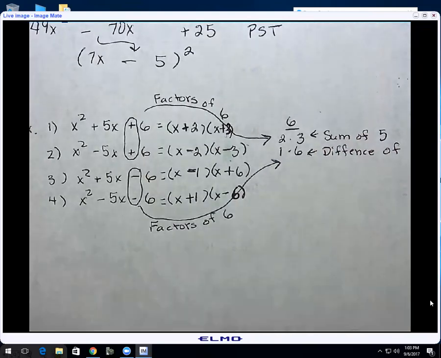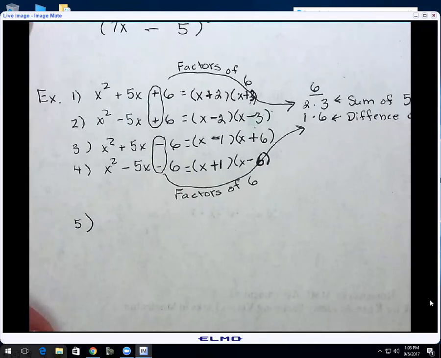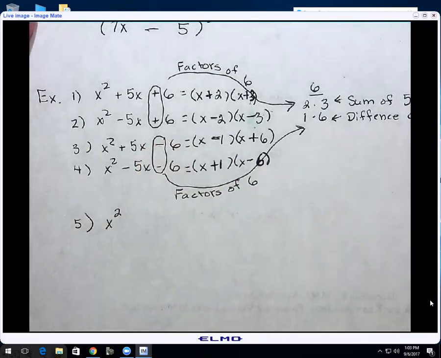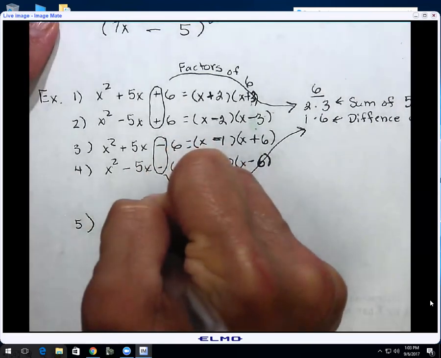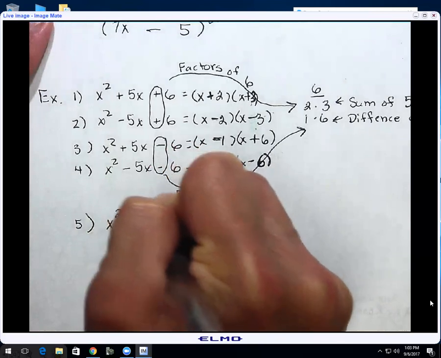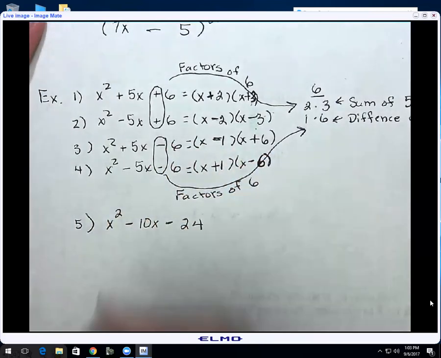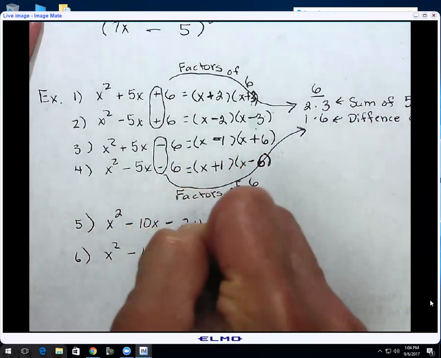Just to make sure you understand that lesson, I'm making up one more. You do this one real quick. X squared, let me think of what I want it to be. I had it and it went away. Minus 10x minus 24. Actually, I'm going to give you 2. Squared minus 10x plus 24.